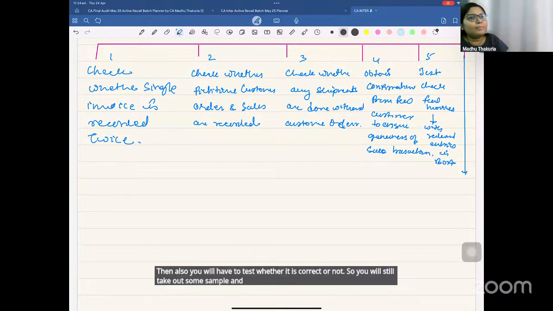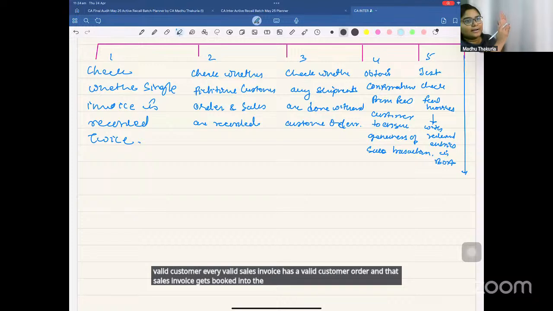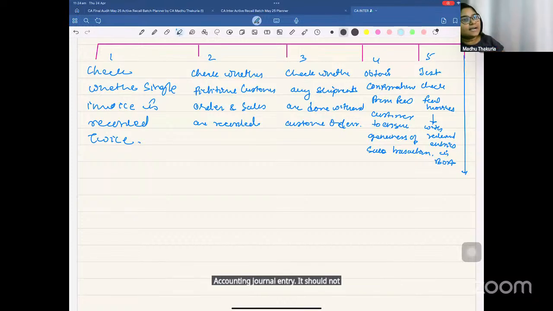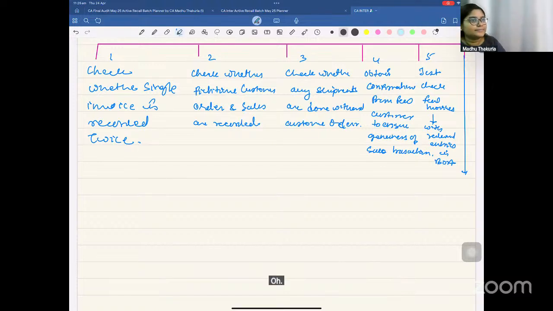If you find that in 100% of the cases the system doesn't allow raising an invoice unless there is a valid customer copy, then it is fine. But still you will have to test once whether every valid sales invoice has a valid customer order, and that the sales invoice gets booked into the accounting journal entry. It should not happen that the invoice is raised but no parallel account posting is done. Okay, ma'am, got it. Thank you.